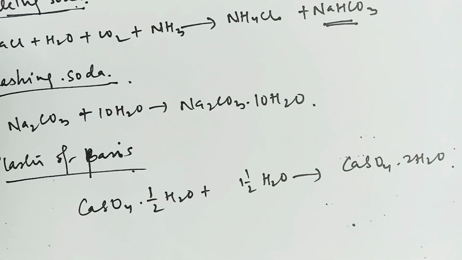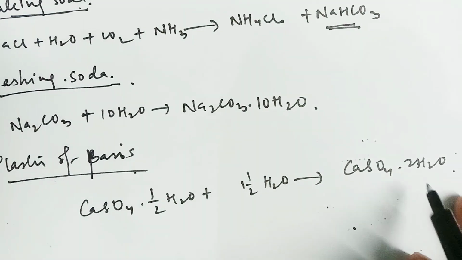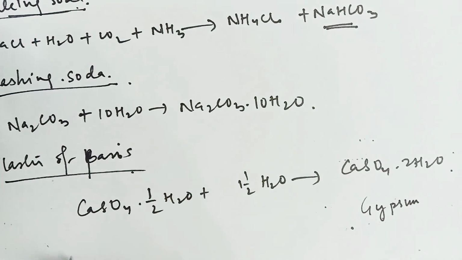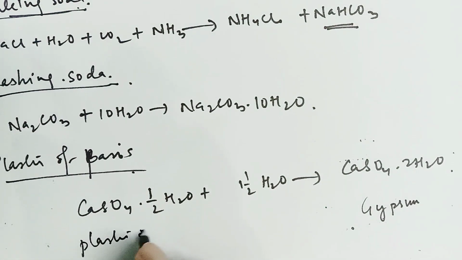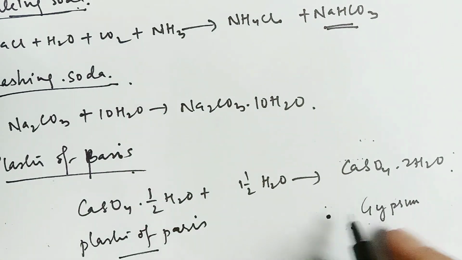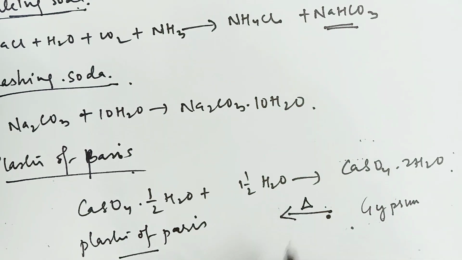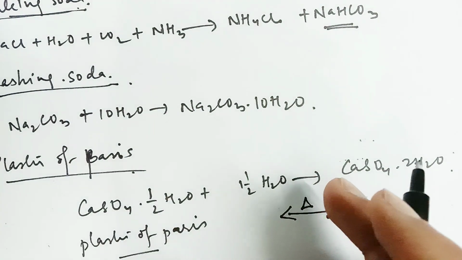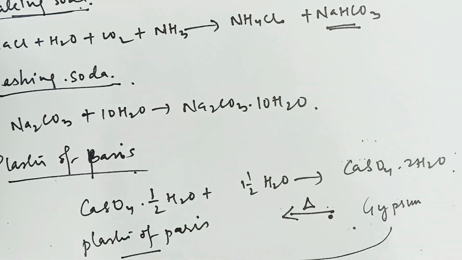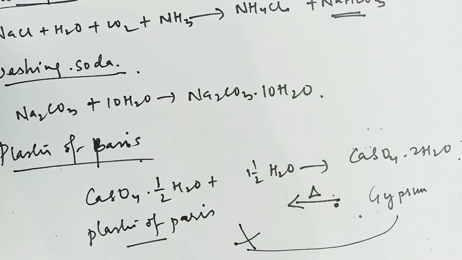Here I have written it opposite. Actually, this is gypsum and this is plaster of Paris. Plaster of Paris is formed from gypsum by heating, and plaster of Paris changes to gypsum once again to give a hard solid mass. So this is the synthesis.